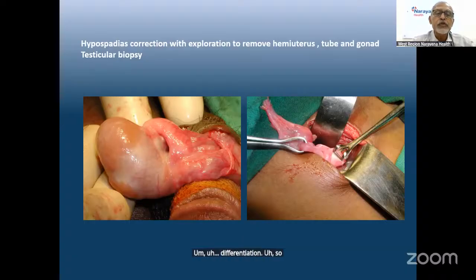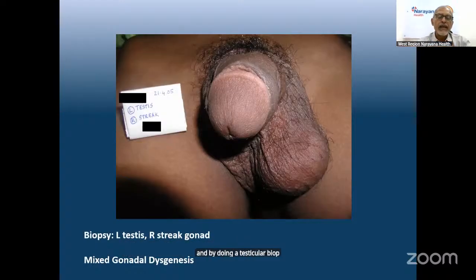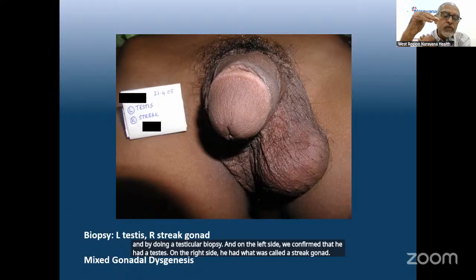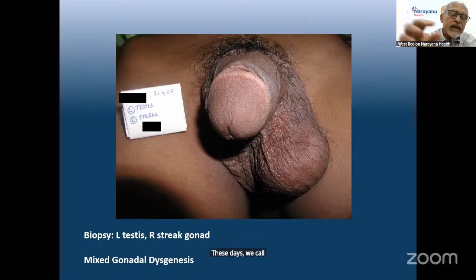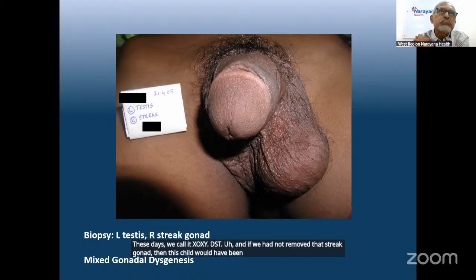So in this child, the hypospadias correction was done with an exploration to remove the hemiuterus tube and the gonad on that side, and by doing a testicular biopsy. And on the left side, we confirmed that he had a testes. On the right side, he had what was called a streak gonad, and his condition was something called a mixed gonadal dysgenesis. This is a former diagnosis of this condition. These days, we call it XOXY DSD.